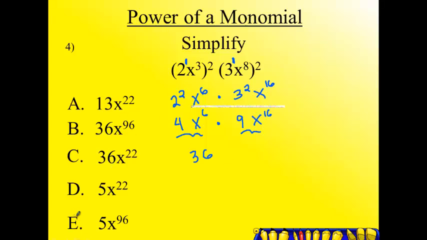So based from the options, we can now cross out A, D, and E. We are left with B and C. Now x6 times x16, you copy the base and add the two exponents. 6 plus 16 will give you 22. Therefore, the final answer is letter C.